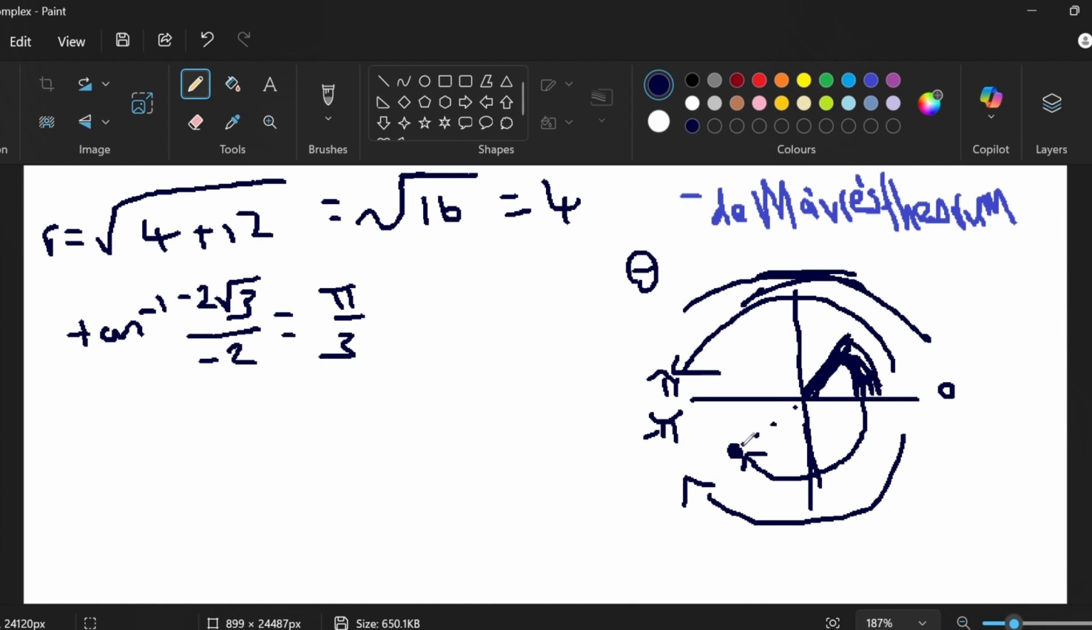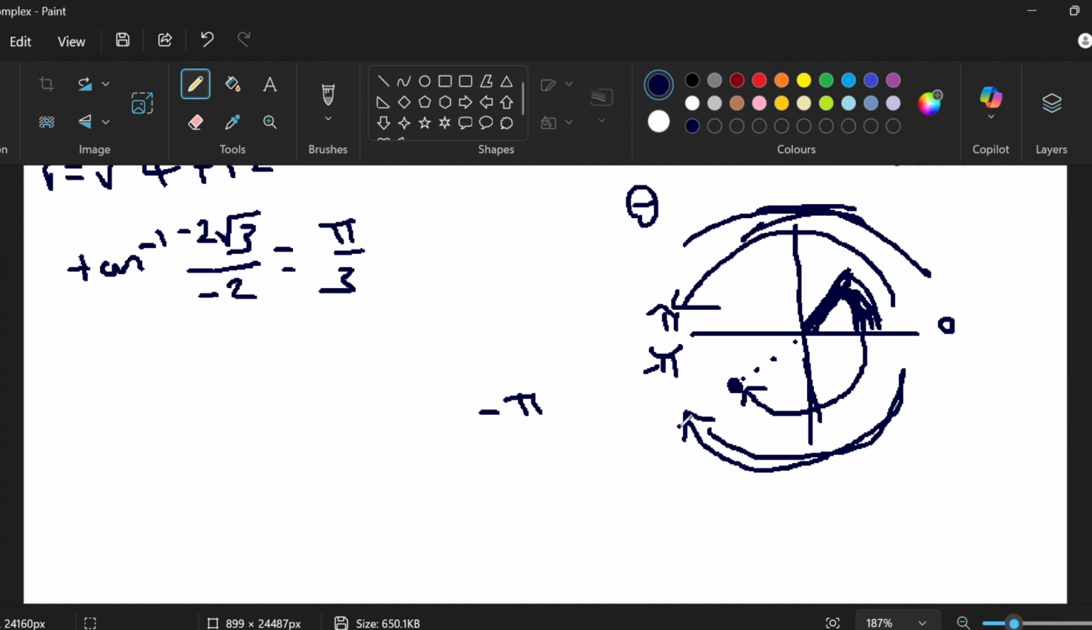So what I'm going to do is I'm going to get minus pi, which is all this distance here, and I'm going to add pi over 3. And what I should get is this angle here, taken from the positive x-axis to my point. And when I just punch this into my calculator really quick, I get minus pi plus pi over 3. The value of the angle that I actually want to use is minus 2 pi over 3. And that's my value for theta.